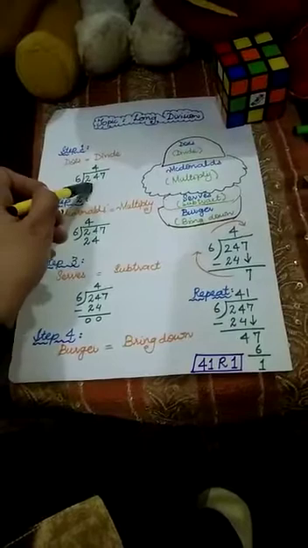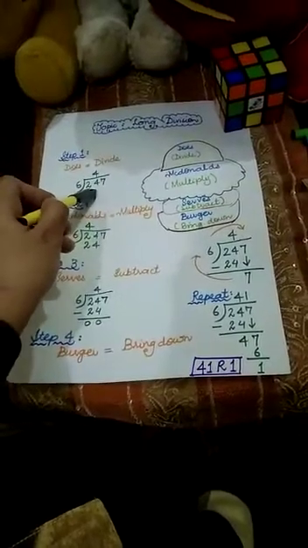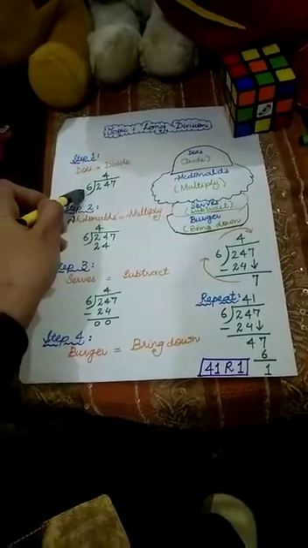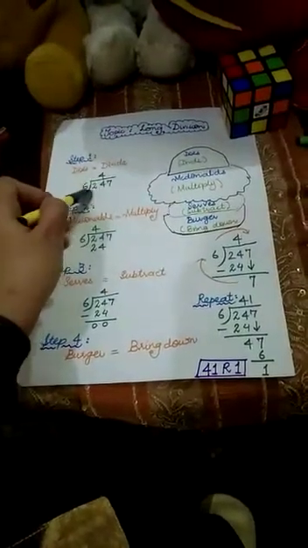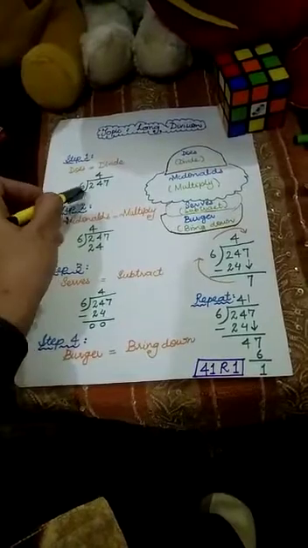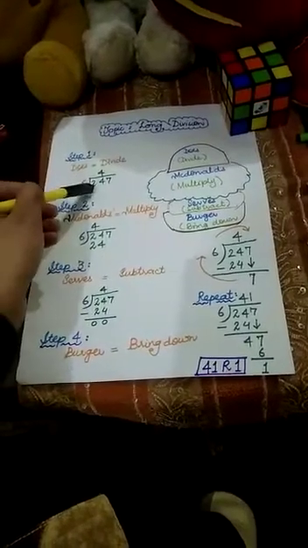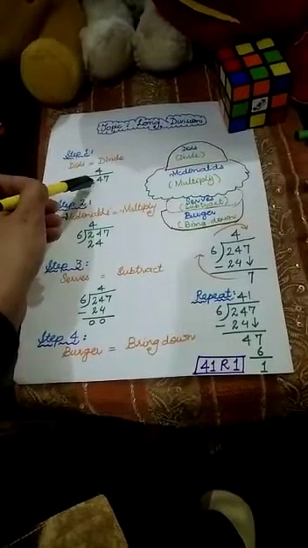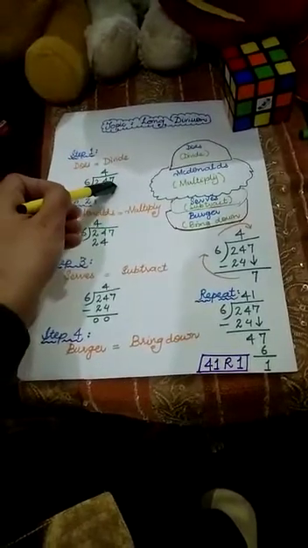For example, if 247 is the dividend and 6 is the divisor, then how do we solve it? 247 is divided by 6. Now we will go step by step. We will go digit by digit. First of all, we will solve the first digit, then the second, and then the third digit.